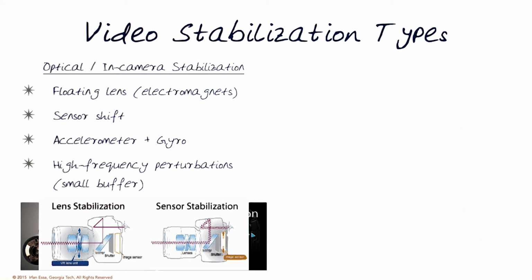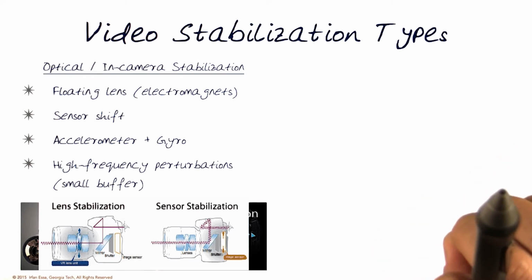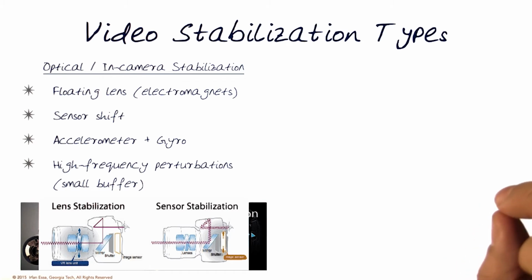But remember, one of the biggest things with all of this is that they're actually there to get rid of the high frequency perturbations. The shake because I'm moving the camera too fast would be the ones handled right there. So which basically also means that they're looking at a smaller temporal buffer.